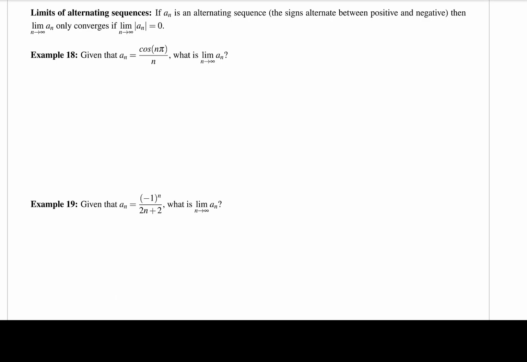Now let's look at how we determine the limit of alternating sequences. If we have sequences that are alternating signs between positive and negative, how do we figure out the limit of them? What we're going to say is that the limit as n goes to infinity of an alternating sequence only converges if the limit as n goes to infinity of the absolute value of that sequence is equal to 0. Okay, so here's what I mean. So we already know that this limit should be equal to 0. We've done it before.